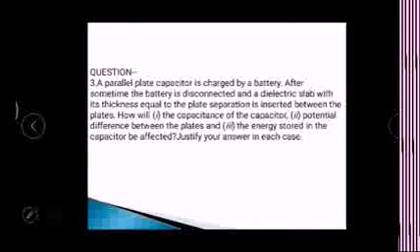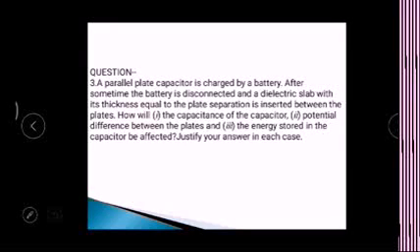Example 3 is like this: a parallel plate capacitor is charged by a battery. After some time the battery is disconnected and a dielectric slab with its thickness equal to the plate separation is inserted between the plates. How will the capacitance of the conductor, potential difference between the plates, and the energy stored in the capacitor be affected? Justify your answer in each case. So we have to give the values of these quantities.